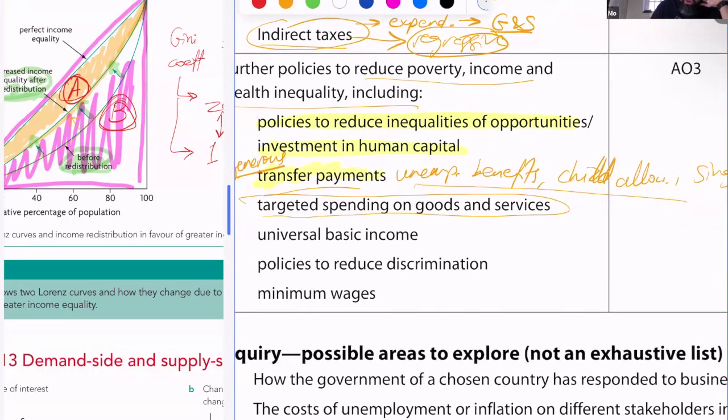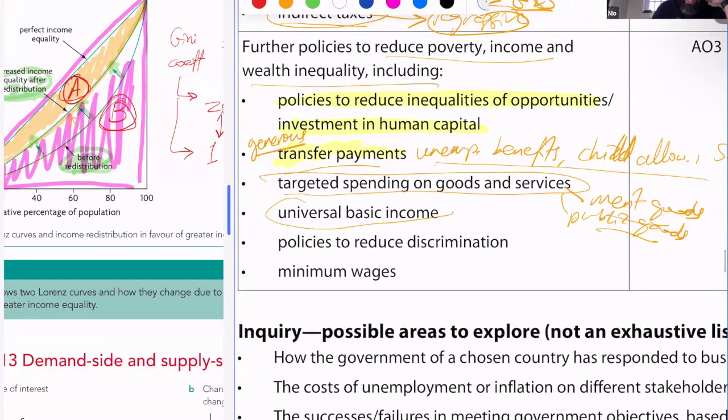Targeted spending on goods and services, especially merit goods like education and healthcare, and public goods. When you spend on these goods, you are going to reduce the poverty in your community and the levels of inequality. UBI is a very, very ambitious policy, okay? It's probably where we're heading. At some point in our future, we're all going to be receiving UBIs. Why? Because AI and machines will have probably killed off all our jobs.